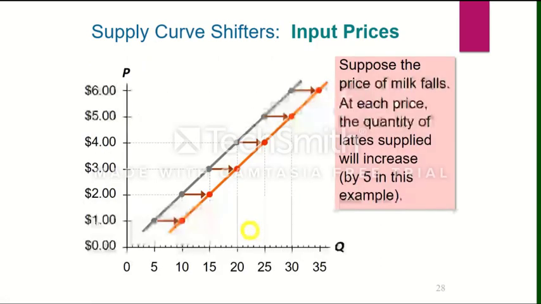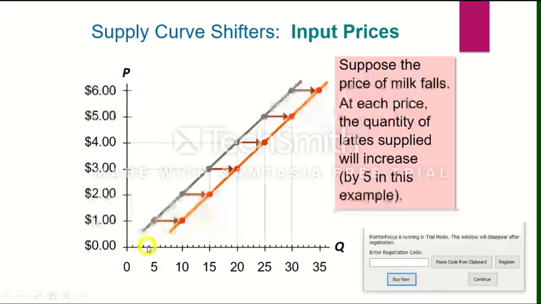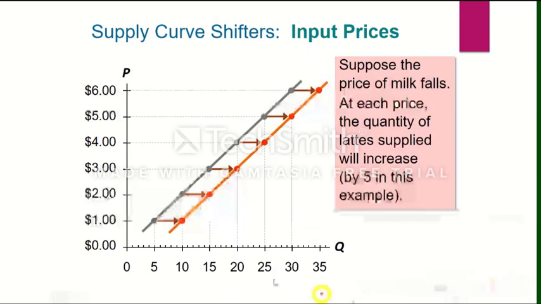Now comes a graphical representation of a supply curve shifter, that is input price. Suppose that the price of milk falls. At each price, the quantity of lattes supplied will increase, and this increase is shown by 5 units. You can see here that first it is 5, then 10, 15. So the change here is shown by 5 units.